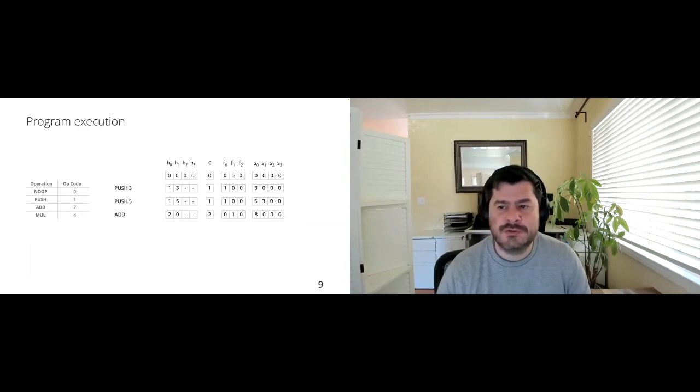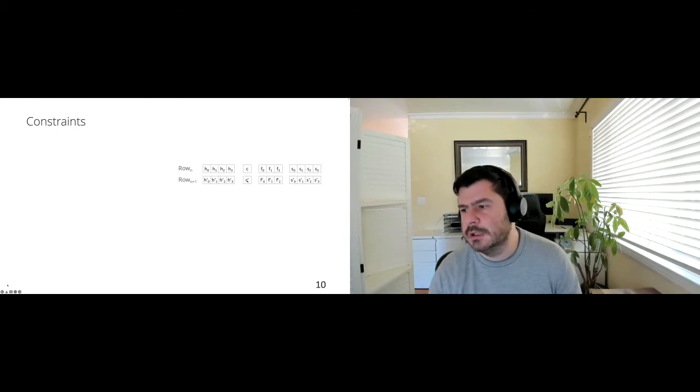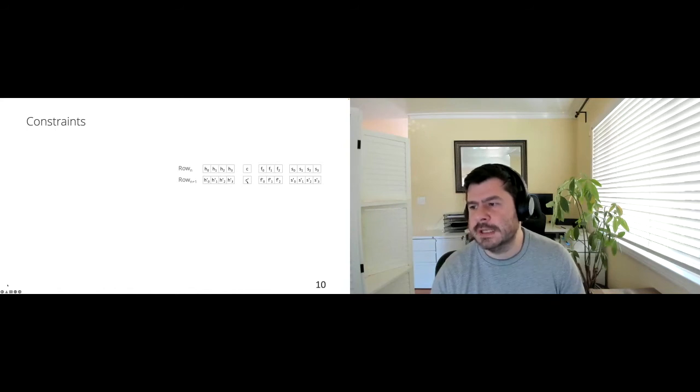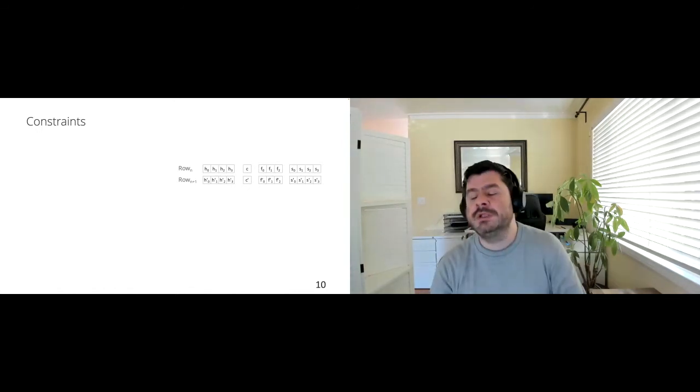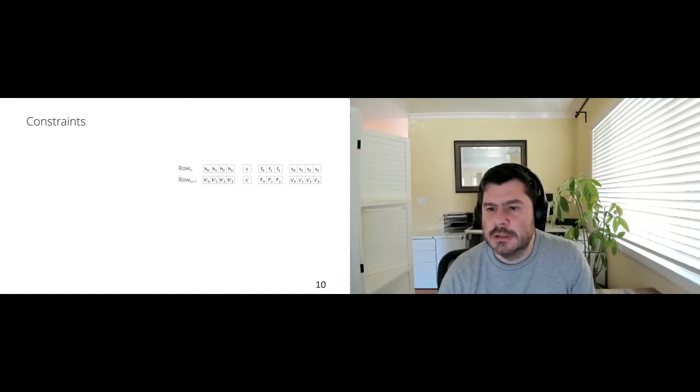Now, what are the constraints that we want to impose against this execution trace? So let's think again in a setting where we have a current row and the next row in this execution trace, and I'm going to mark the next values with primes. So C and C prime. C is the current value in the current row in a given column, and C prime is the next value in the same column.